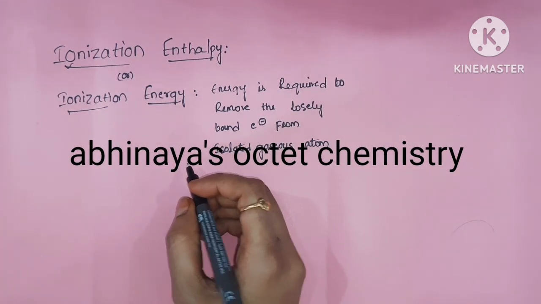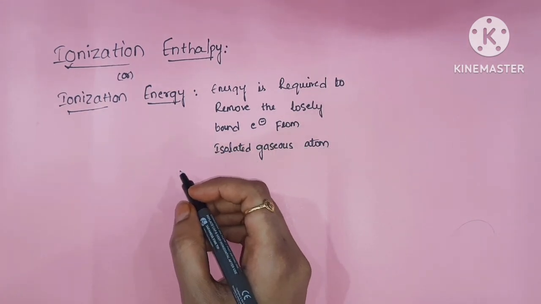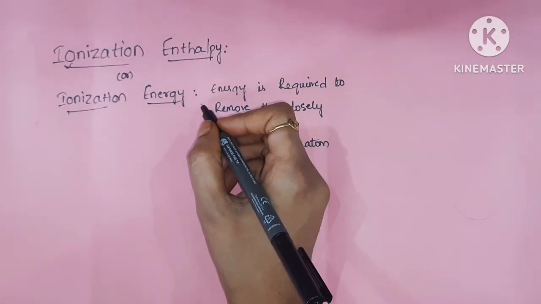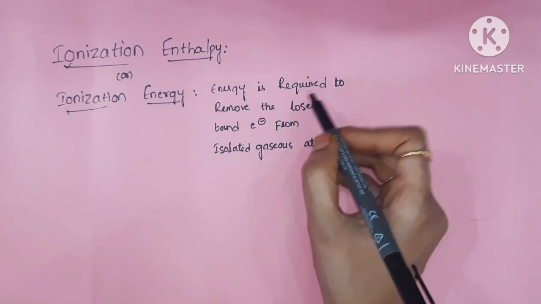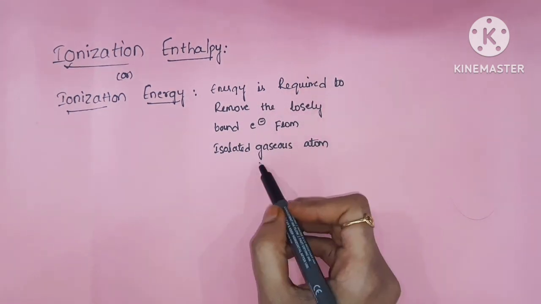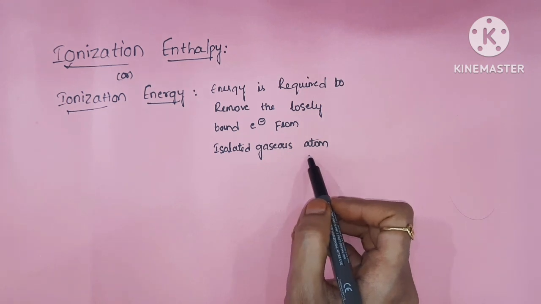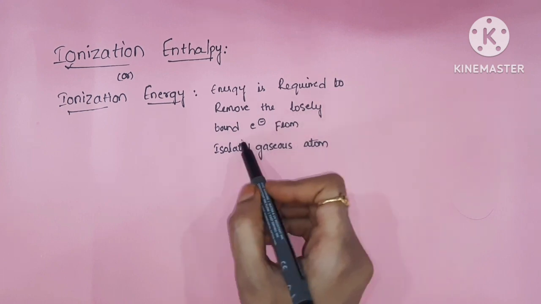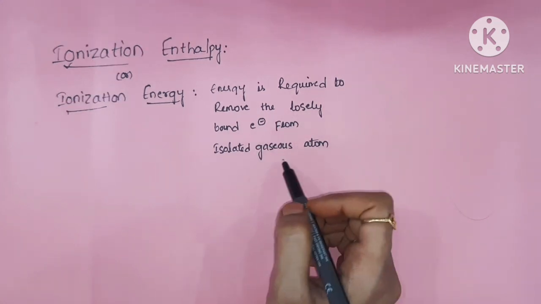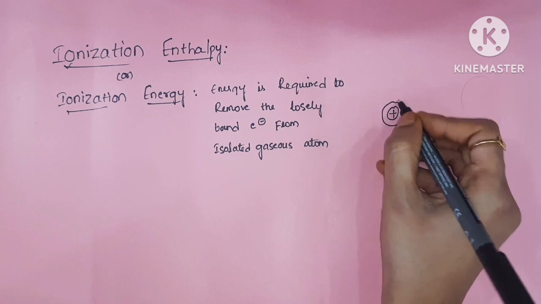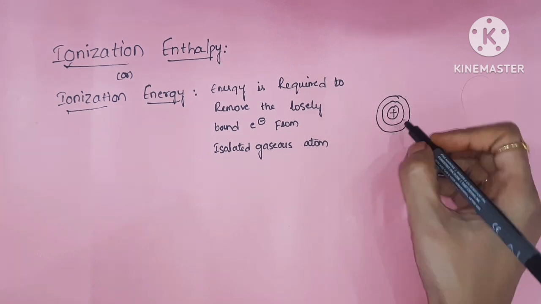I am going to explain about ionization enthalpy or ionization energy. So what is the meaning of ionization energy? It is the energy required to remove the loosely bound electron from an isolated gaseous atom. For example, consider this an atom.